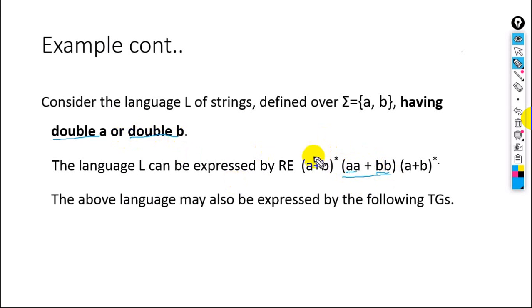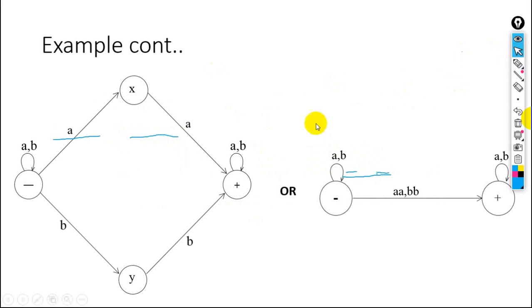And how will we draw a TG for this? Look at this. So here we can draw a TG for this, just like this. Here on the loop we have A comma B, and at the final state we also have A comma B. We can also represent states as X, Y, Z, or A, B, C, D. We can represent them by using S1, S2, S3. Yeah, we can just write 1, 2, 3, 4. You can write anything.